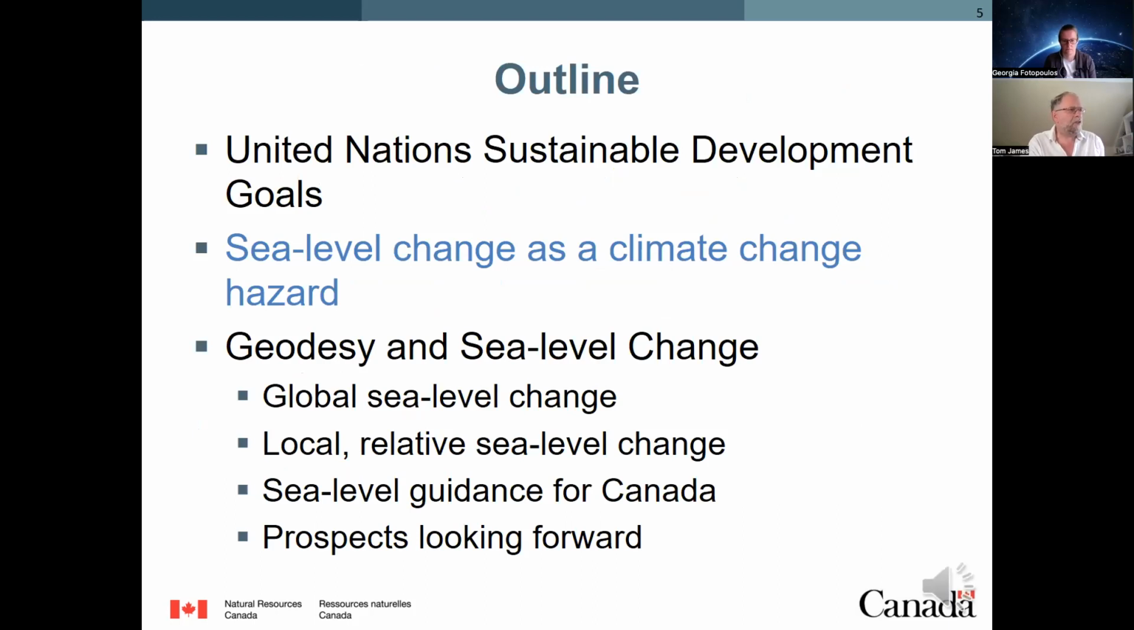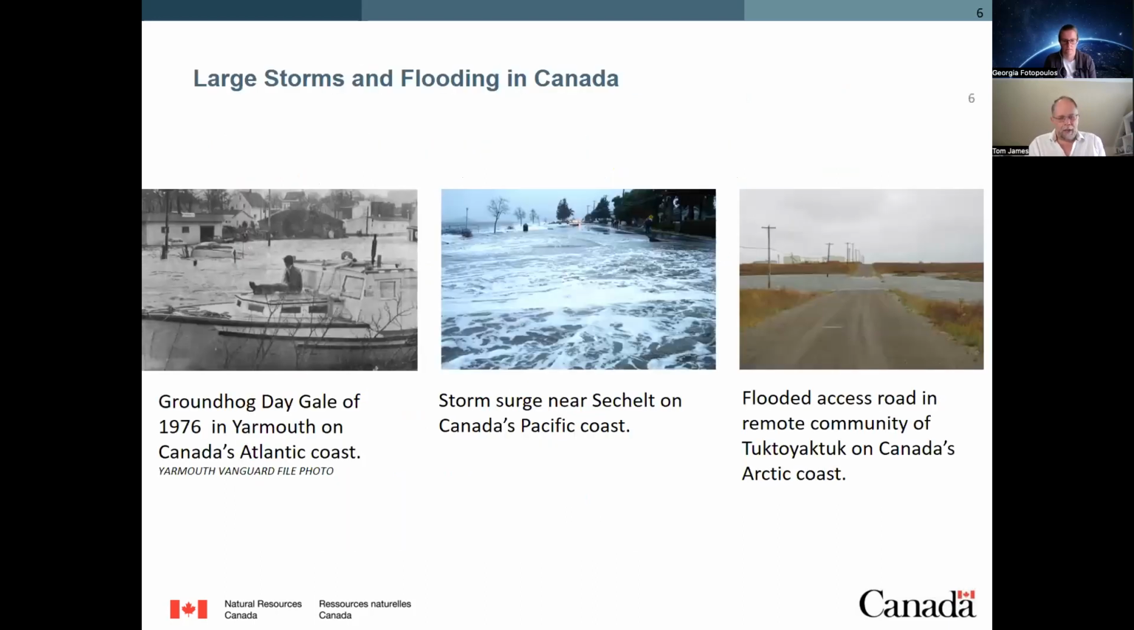Sea level change is a climate change hazard, and what it comes down to is flooding. All 3 of Canada's coasts are susceptible to flooding. On the left is a picture from Nova Scotia, that's Yarmouth in the background. The center slide is from British Columbia, and the picture on the right is a flooded access road in Tuktoyaktuk in the Arctic. So all 3 of Canada's coasts are susceptible to flooding.